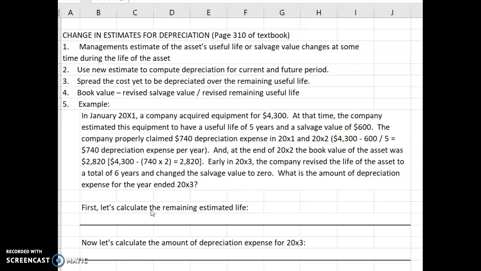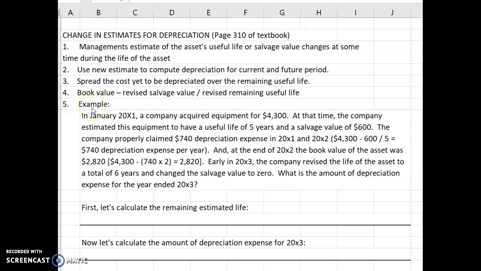In this video, we'll calculate depreciation expense for a year in which management revises its estimate of the life of an asset and/or the asset's salvage value. The formula we'll use for this calculation is book value of the asset minus revised salvage value divided by revised remaining useful life.